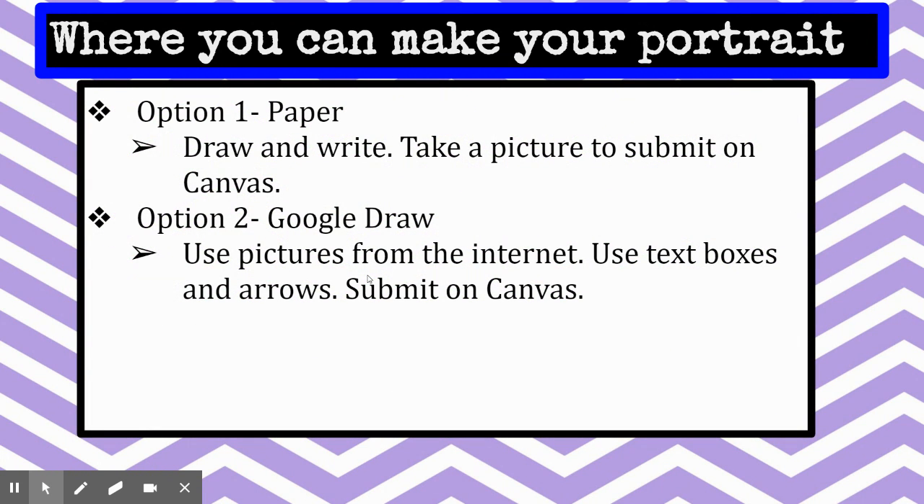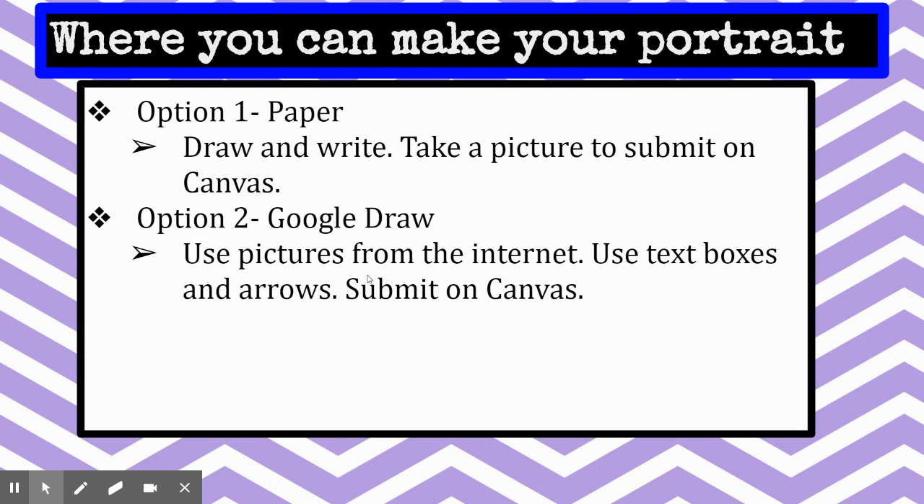And option number 1 is to draw and write. Okay, if you are a good artist and you'd rather draw it out, you will draw it, take a picture, and submit it in Canvas tomorrow. With Google Draw, if you're the type of person like me who just would rather find pictures and copy and paste them, then that's what you'll do, okay? And you'll submit it on Canvas tomorrow.